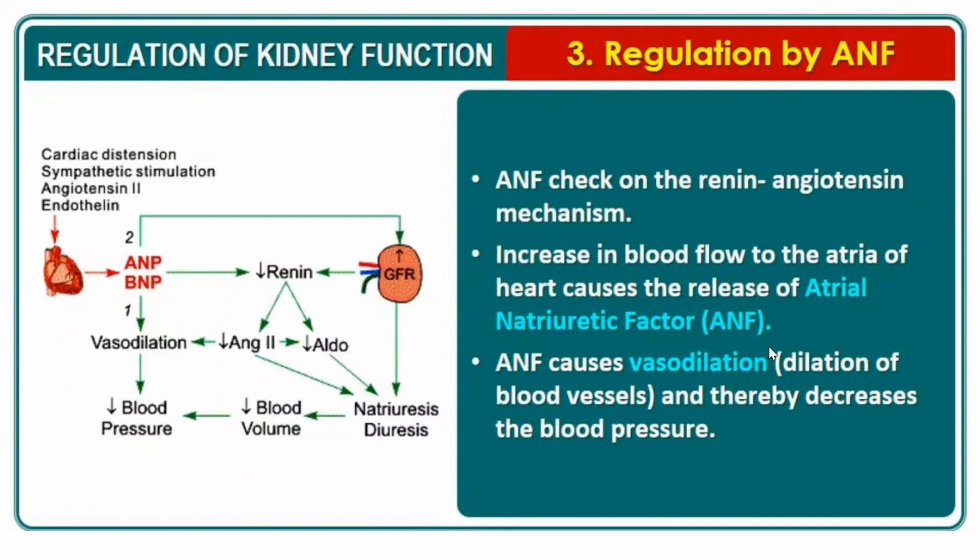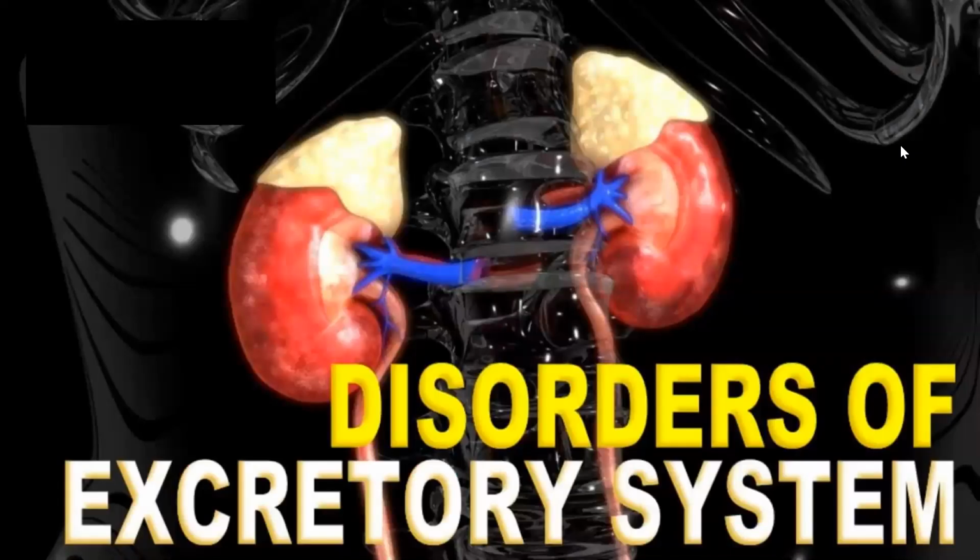The third one is regulation by ANF. ANF checks on the renin-angiotensin mechanism. Increase in the blood flow to the atria of the heart causes the release of ANF, that is atrial natriuretic factor. ANF causes vasodilation, that is dilation of blood vessels, and thereby decreases blood pressure. That was it about the regulation of urine formation.